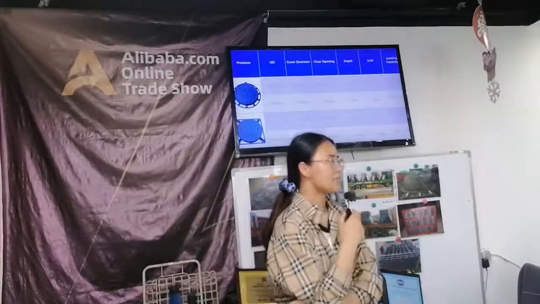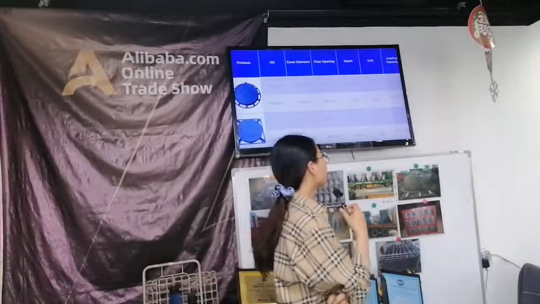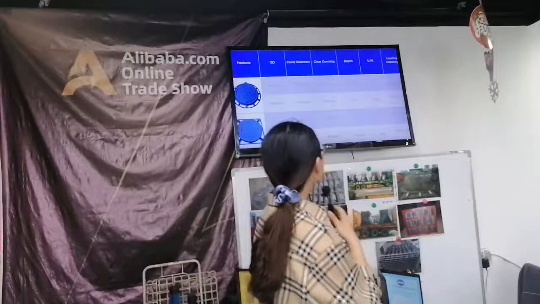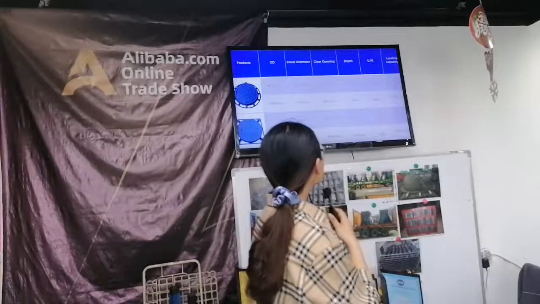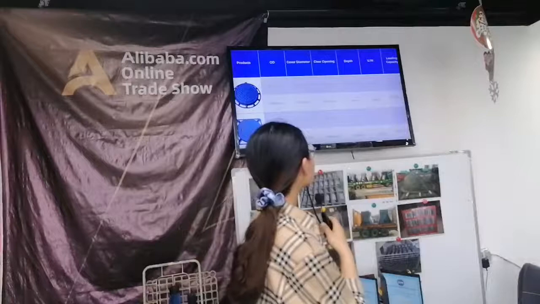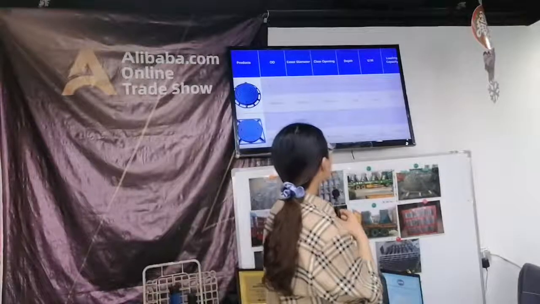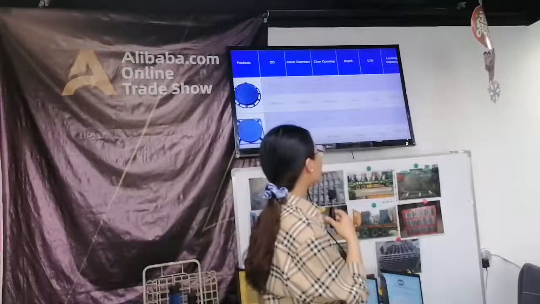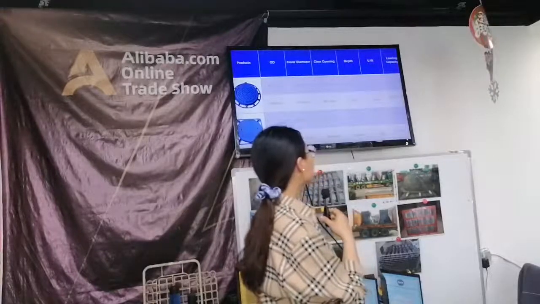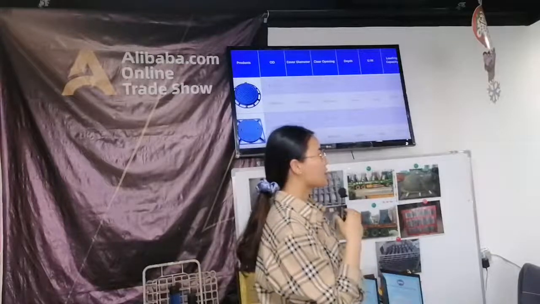If you need the bearing capacity about 25 tons, you can try this. The first one: the outer diameter is 900 millimeter, the cover diameter is 700 millimeter, the depth is 100 millimeter, and the unit weight is about 60 kilograms.